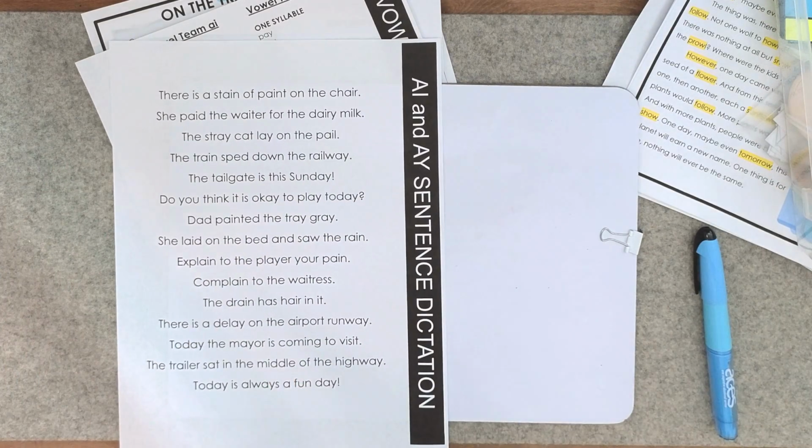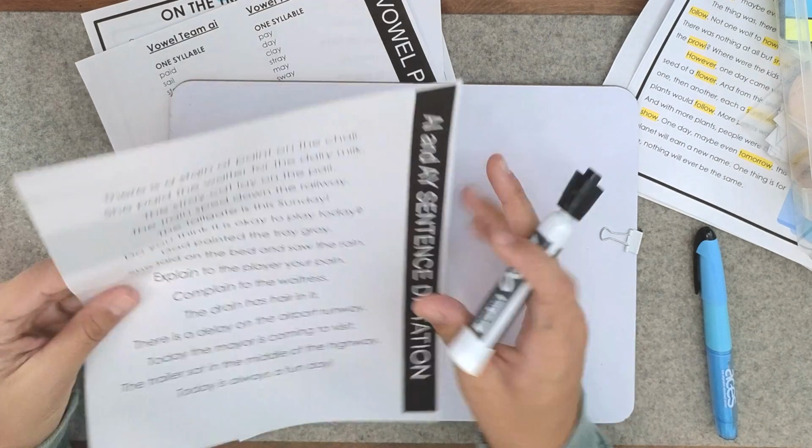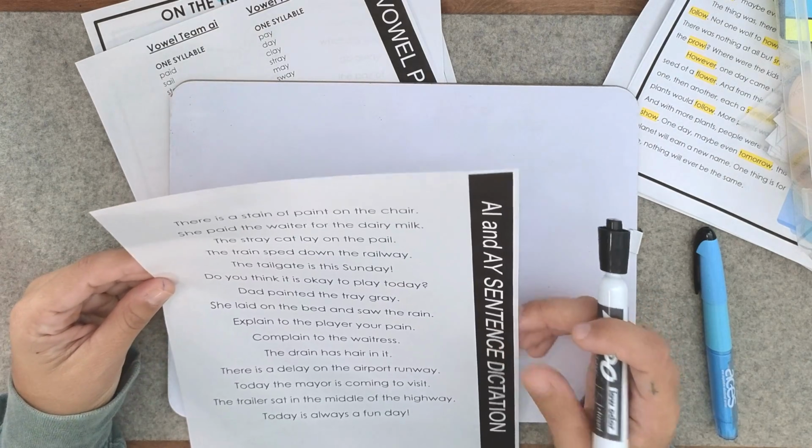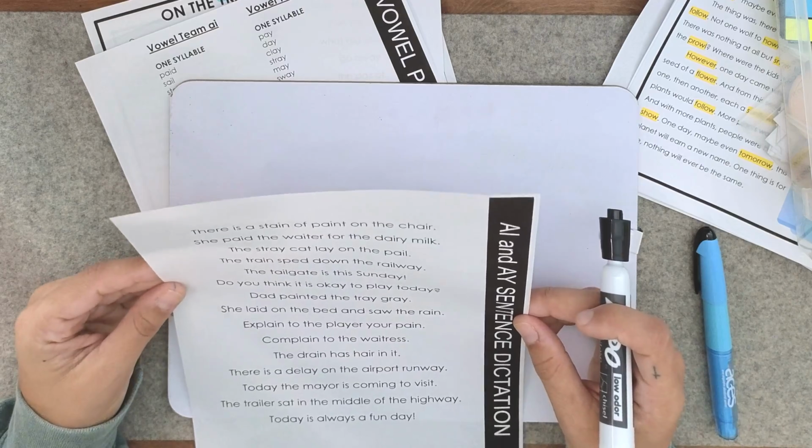And so when I do this with my students, I keep this paper to myself and then I would read the sentence. So I would say, okay, ready? Here we go. The drain has a hair in it. The drain has a hair in it. All right, I would say, everybody, what's the sentence? The drain has a hair in it. Perfect. I want you to pound it out as you say each word. Ready? Here we go.